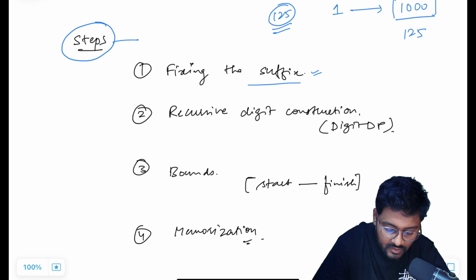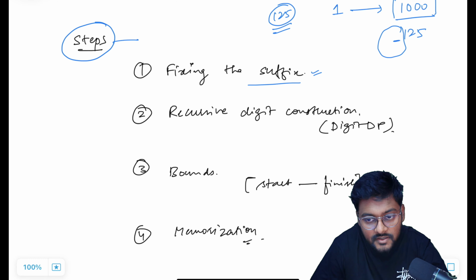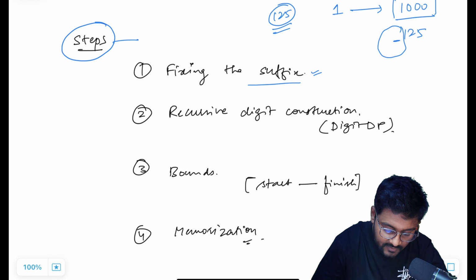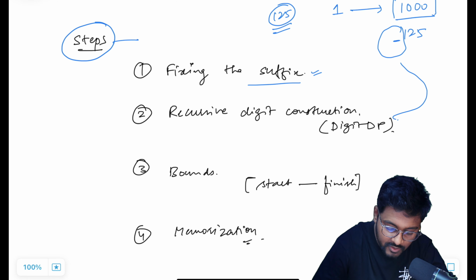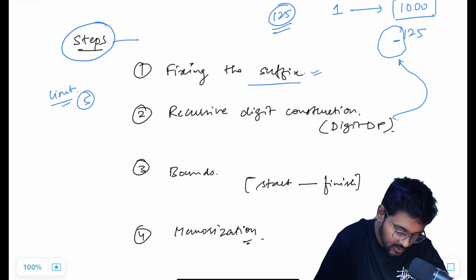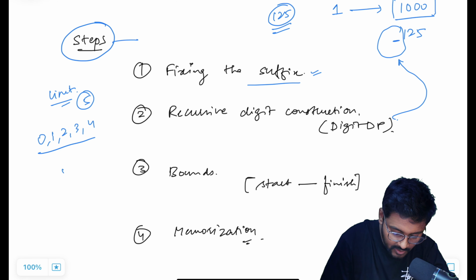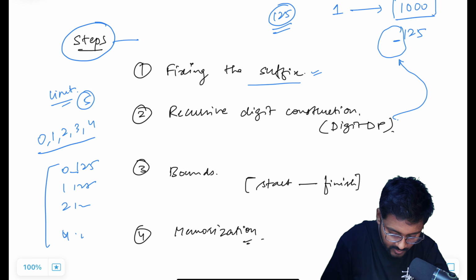And what is the size of this finish range? 1, 2, 3, 4. It means this suffix is fixed, and to this number we have to add digits, right? Recursively add all the digits using digit DP. And how can we add them? We just have to check the limit. What is the limit? Let's say 5 in this case. So we can add digits like 0, 1, 2, 3, 4. Just firstly add 0. It will become 0 and 125, 1 and 125, 2 and 125, 4 and 125, like this, and also 5 and 125.